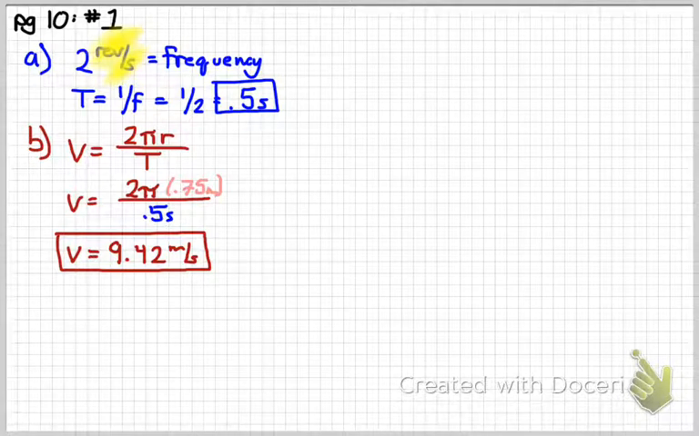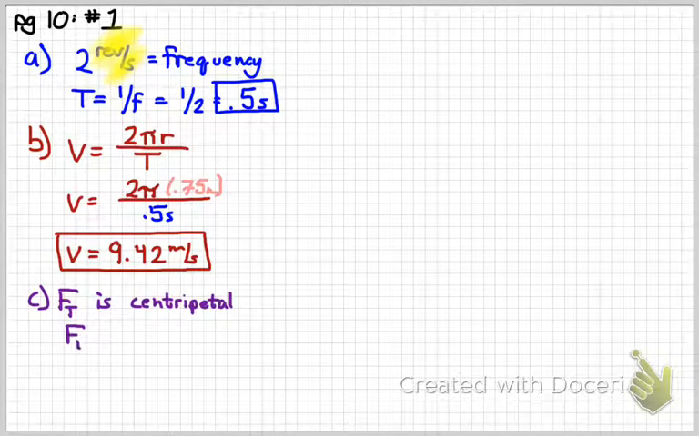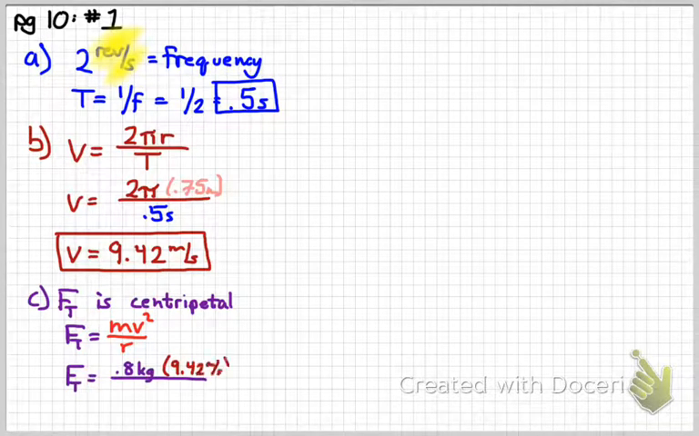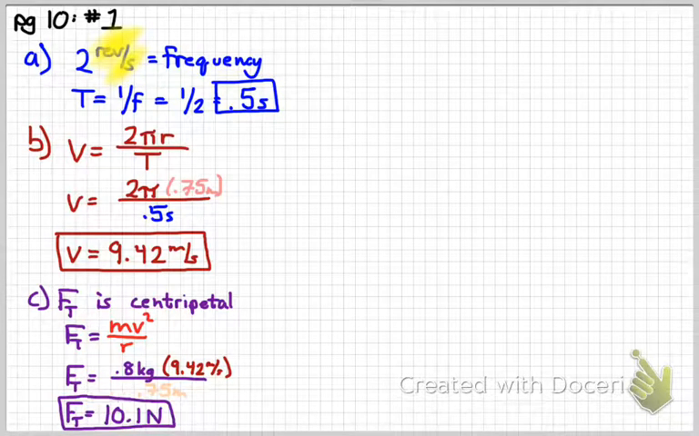Part C, we're going to use that velocity to figure out the force of tension. First thing we have to realize is that the tension is a centripetal force. It's making something turn. So in that case, we set that equal to mv squared over r. Mass times the centripetal acceleration, in other words. So your velocity is your answer to B, 9.42 meters per second. Radius is still 0.75 meters. So you get something like 10 newtons for the tension in the string.